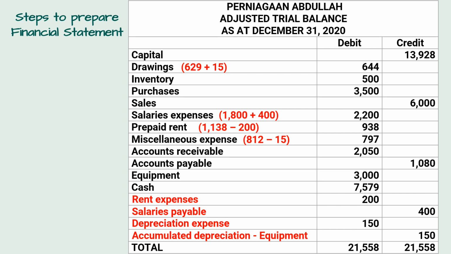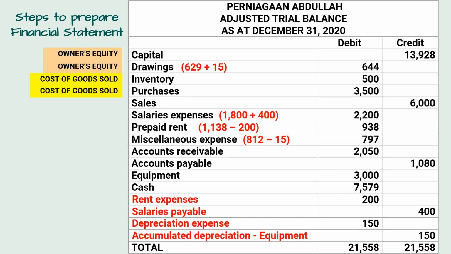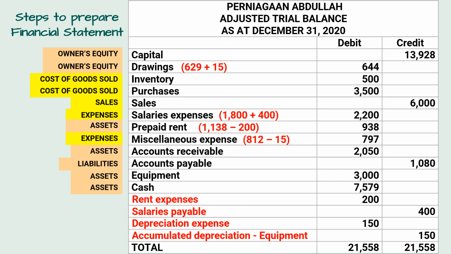Then, identify the accounts involved with the financial statement. Capital, owner's equity. Drawings, owner's equity. Inventory, cost of goods sold. Purchases, cost of goods sold. Sales, under sales. Salaries expenses, under expenses. Prepaid rent, assets. Miscellaneous expenses, expenses. Accounts receivable, assets. Accounts payable, liabilities. Equipment, assets. Cash, assets. Rent expenses, expenses. Salaries payable, liabilities. Depreciation expense, expenses. And accumulated depreciation equipment is contra to assets.